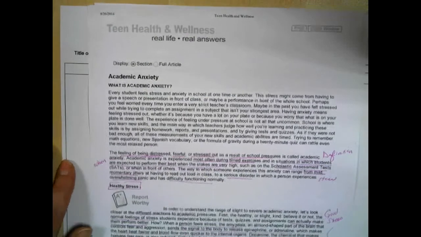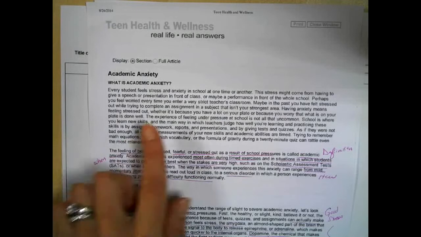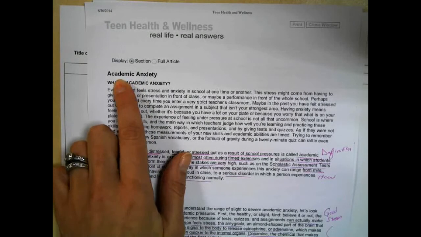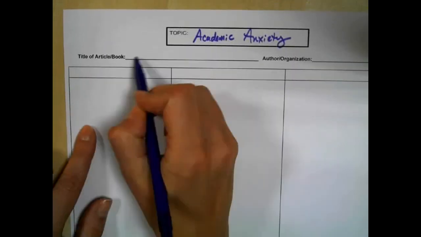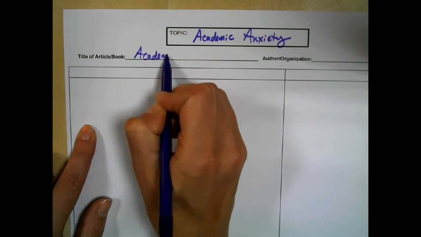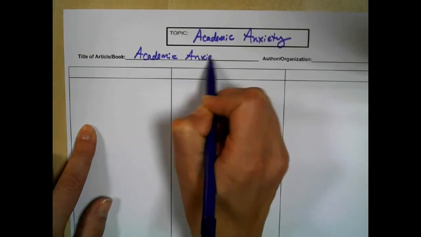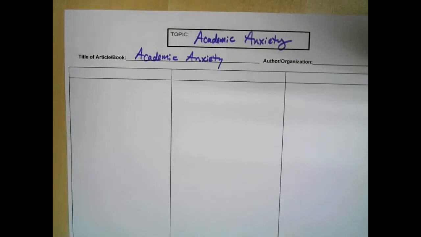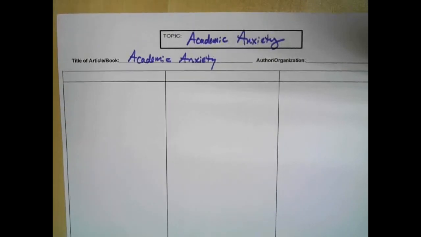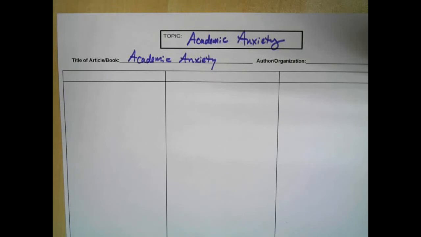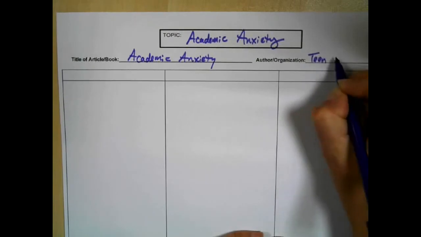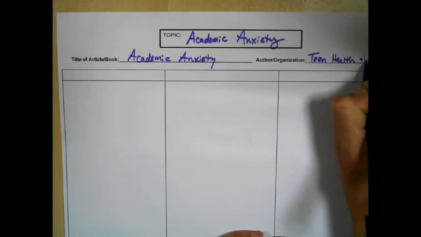Let's say here's the source that I'm going to use for my notes. The topic or the title of the article is academic anxiety. So I will write that in here. And then this is actually from the Teen Health and Wellness database on the research page. And I happen to know that there is actually not one author given in the Teen Health and Wellness database. They're written by kind of the company and then they are actually reviewed by doctors. So in this case, there is not an actual author. So I am just going to put Teen Health and Wellness.